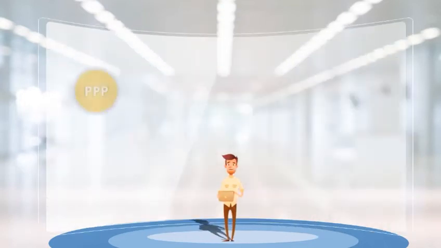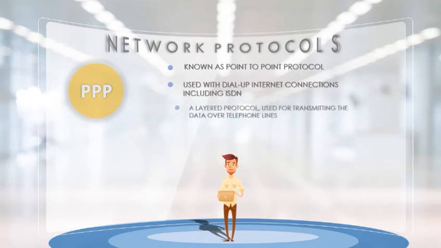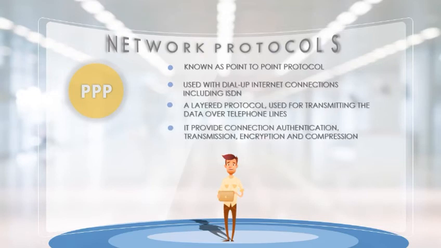The next network protocol we are going to see is PPP, which is known as Point-to-Point Protocol. It is used with dial-up connections in the network, for example, a modem, including ISDN. It's a layered protocol used for transmitting data over telephone lines. It is mainly used for transmitting data over the telephone lines.